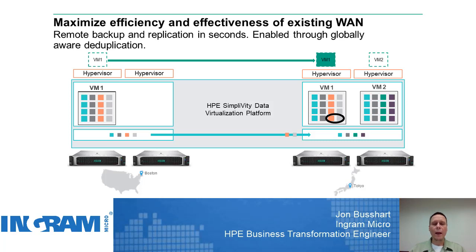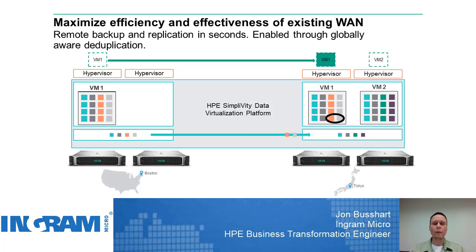So remote backups or site-to-site replication rely on the backup policies that exist within the environment. If you've seen my video on that, you'll have a good understanding of what happens here. What's a little different is the way the environment gets configured. On this slide you'll see two sites, one in Boston and one in Tokyo, and each site has a couple of SimpliVity hyper-converged nodes, federated together as part of the installation process.